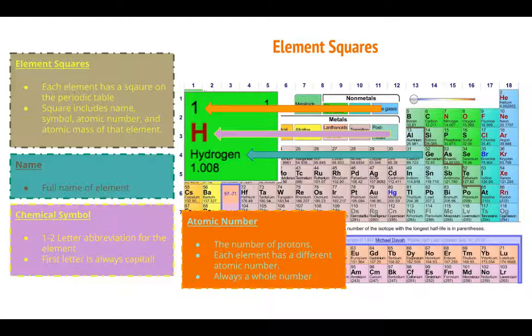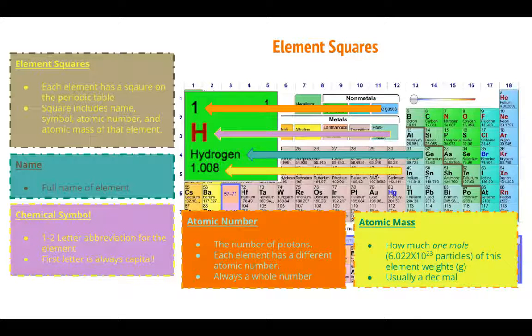And then we have the atomic mass, which is kind of a complicated equation for the average amount of how much 1 mole, or 6.022 times 10 to the 23 particles of that element weighs in grams. It's usually a decimal of some form. So if you are looking for the atomic number versus the atomic mass, even though these are both pretty much 1, since this is 1.008, you know that's the atomic mass because it's not going to have 1.008 protons in the atom.